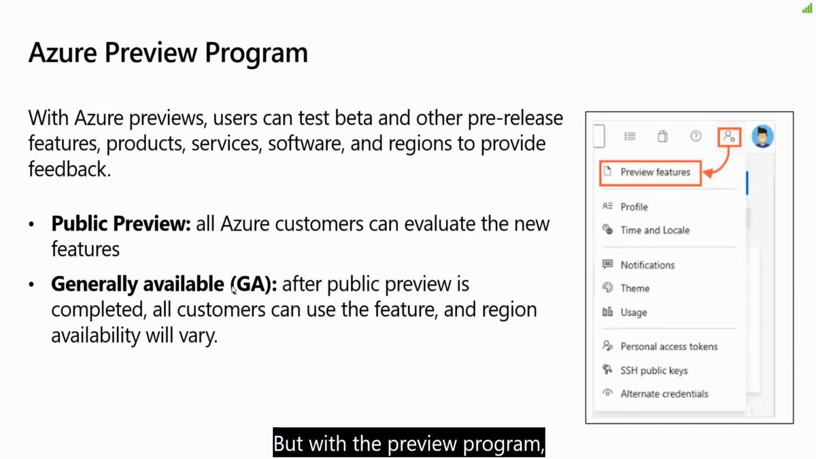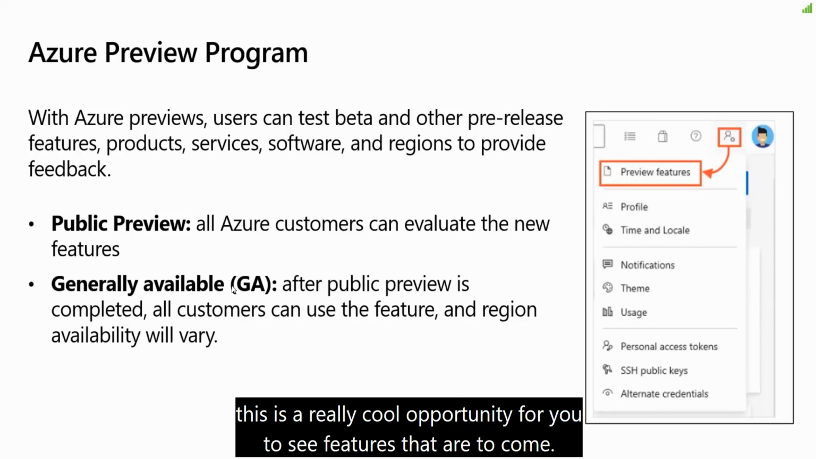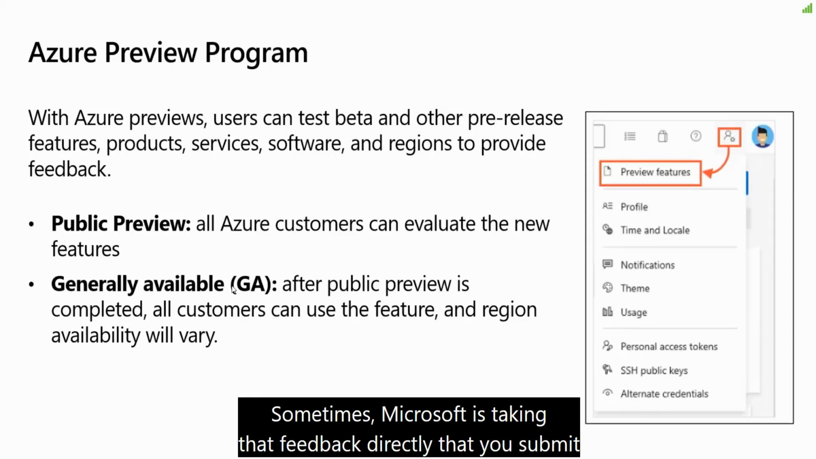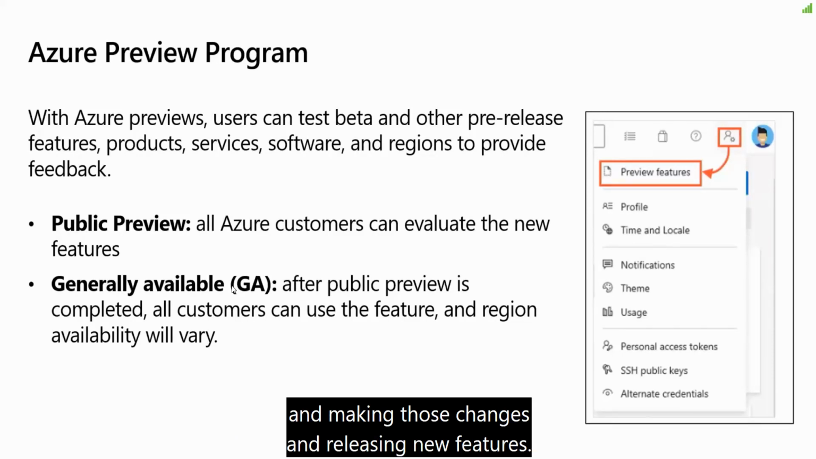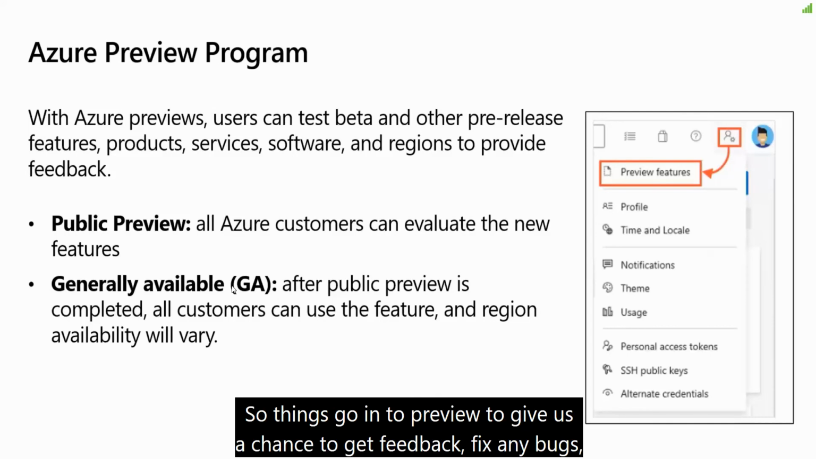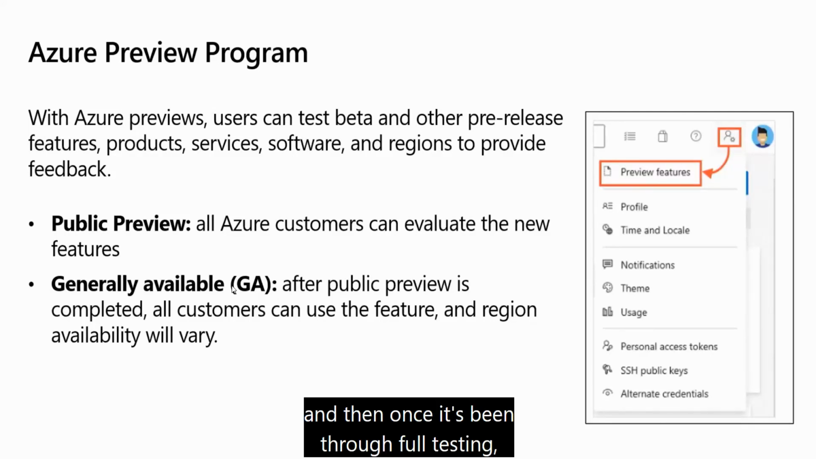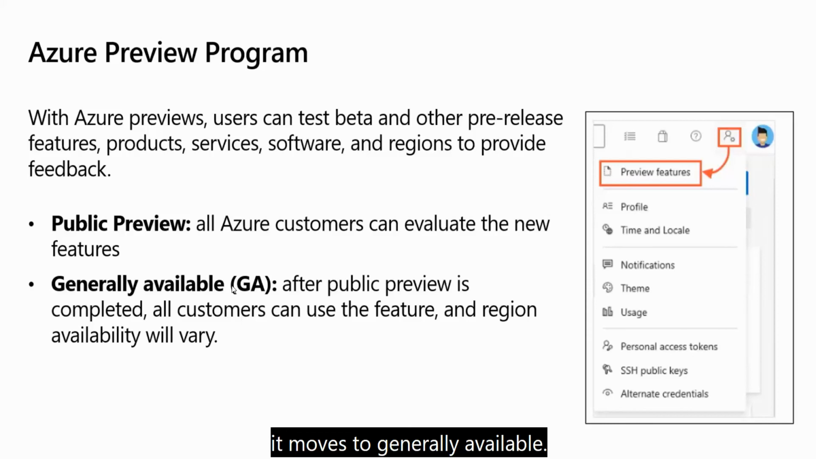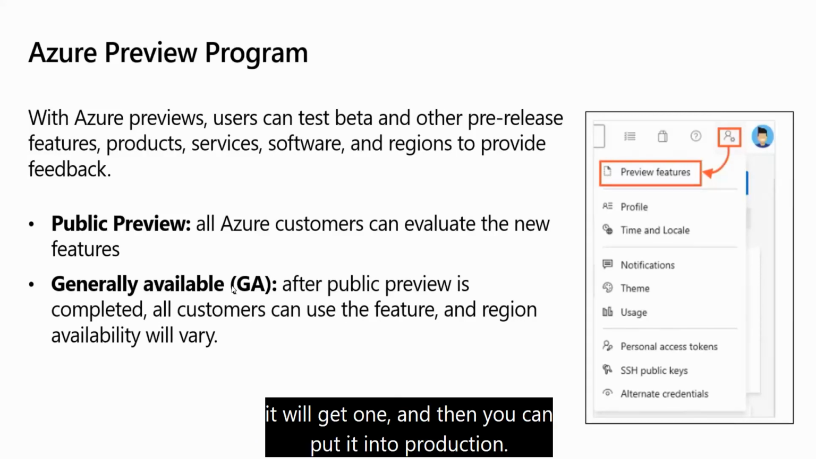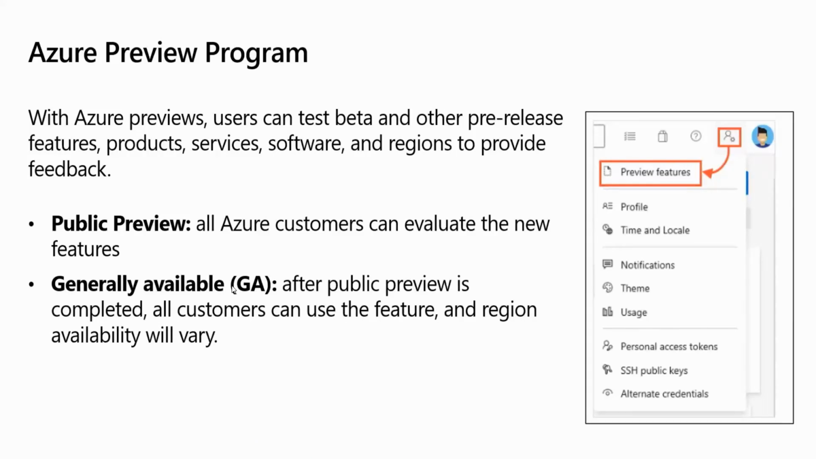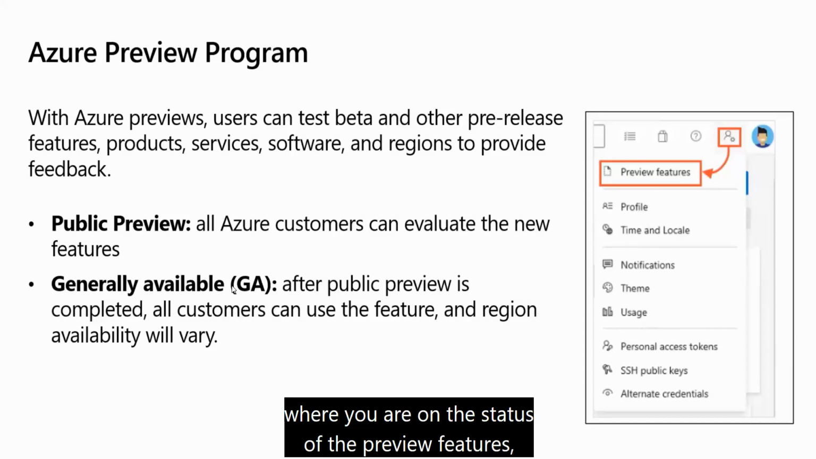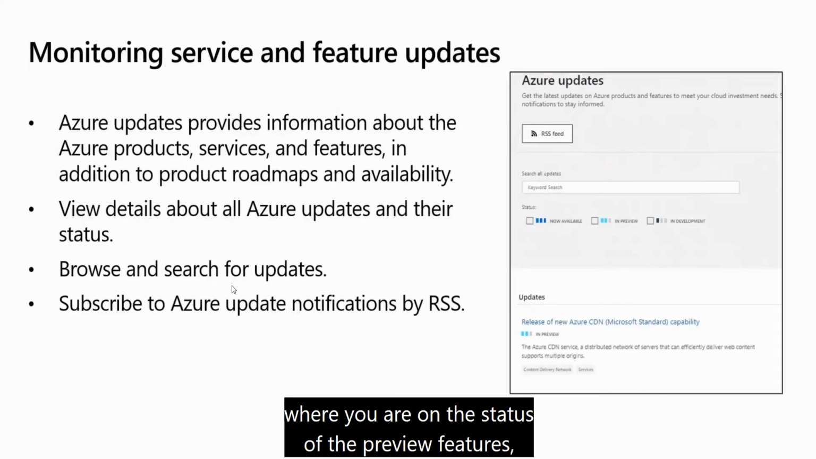But with the preview program, this is a really cool opportunity for you to see features that are to come. Sometimes Microsoft is taking that feedback directly that you submit and making those changes and releasing new features. So things go into preview, gives a chance to get feedback, fix any bugs, and then once it's been through full testing, it moves to generally available. And after that's completed, then if it has an SLA associated with it, it will get one, and then you can put it in production.